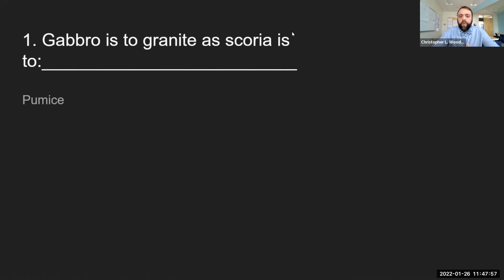All right. So the first question on the rock test, and I've got to go way back to think about that one. For the rock test, these were analogies. Gabbro is to granite as scoria is to pumice. Gabbro is mafic, granite is felsic. Scoria is mafic, it's also extrusive. Pumice is the best answer there. There's others as well, but pumice is the best one because it's extrusive and felsic.